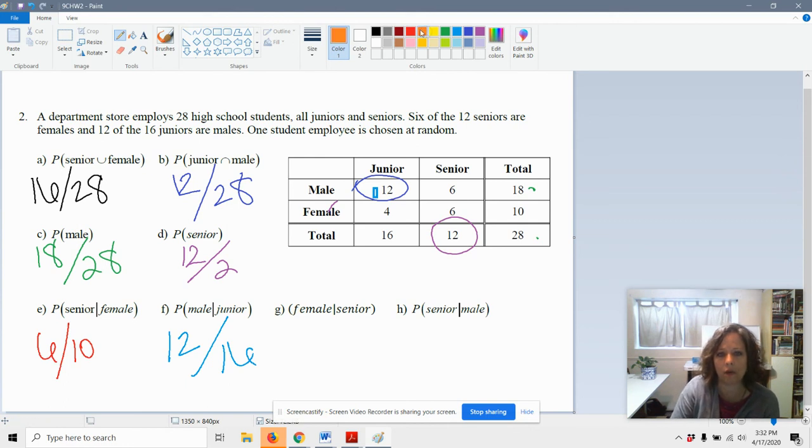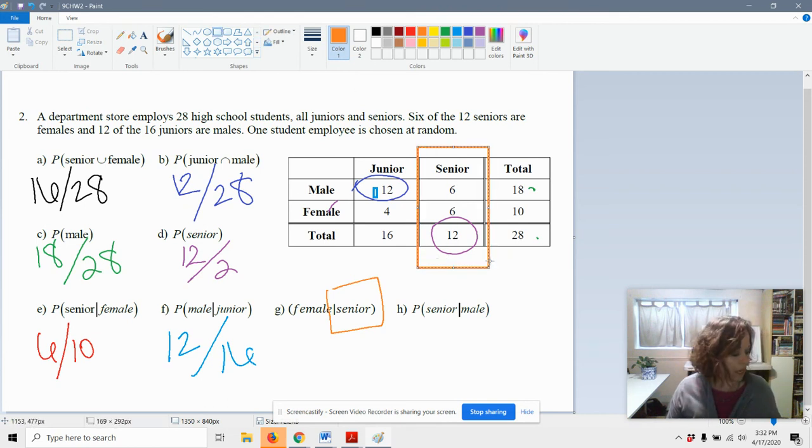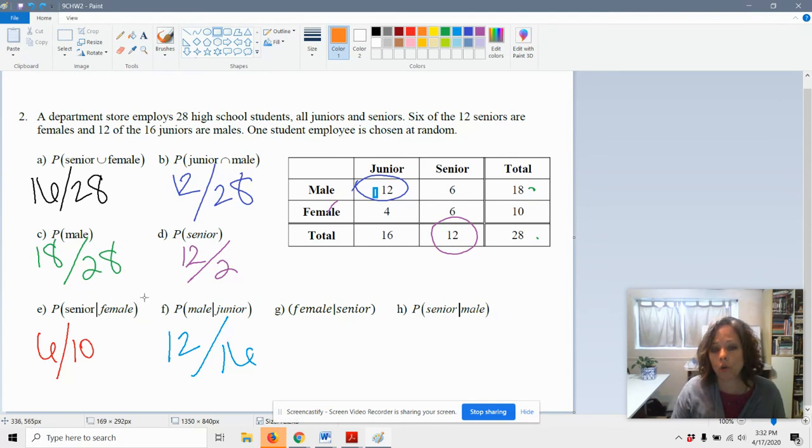Not a hard one. In part G, we're looking at the condition of being a senior. Okay? So again, we're just looking at our senior data, nothing else. We're ignoring everything else. The total number of females we have in the senior category is 6. And the total number of outcomes in that senior category is 12.